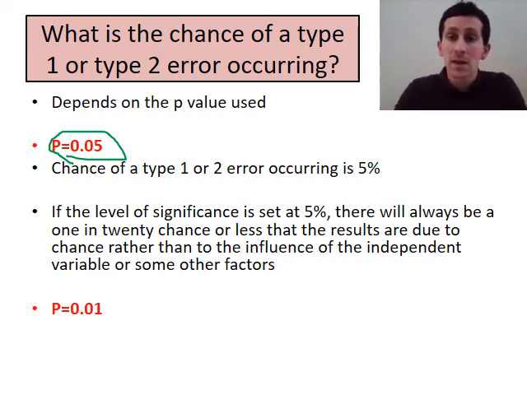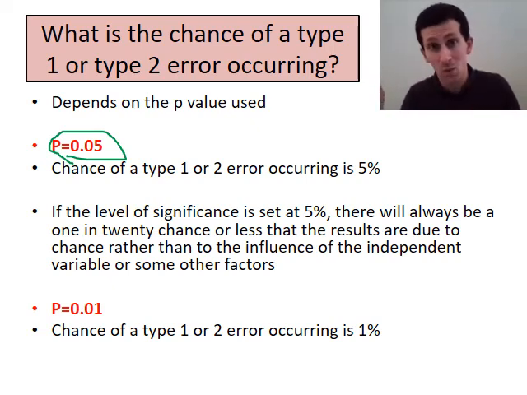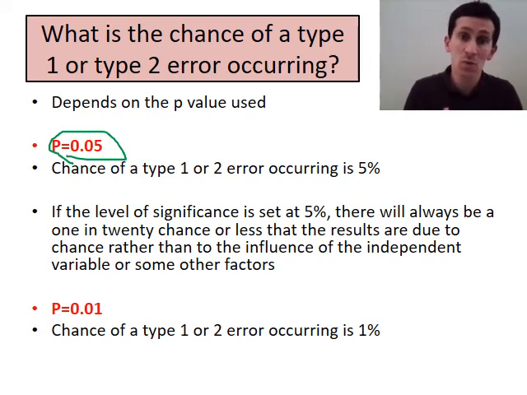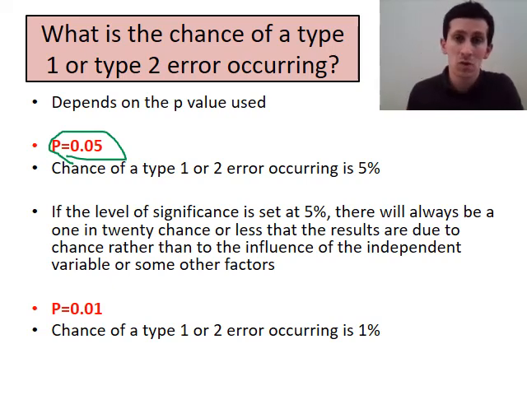When we're using p equals 0.01, there's only a 1% chance. Okay, this is a very strict test. You're 99% certain of your results. So that's only leaving a 1% chance of a type 1 or type 2 error occurring. And the same occurs if we use p equals 0.10. You're now 90% certain of your results. So there's a 10% chance of a type 1 or type 2 error occurring.